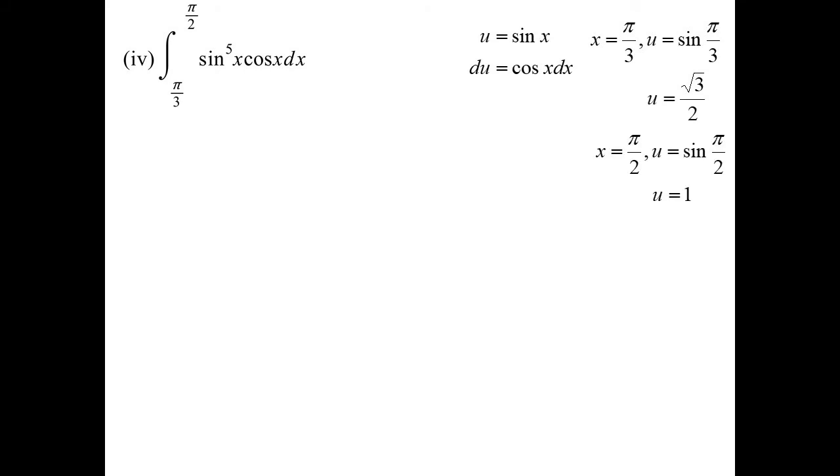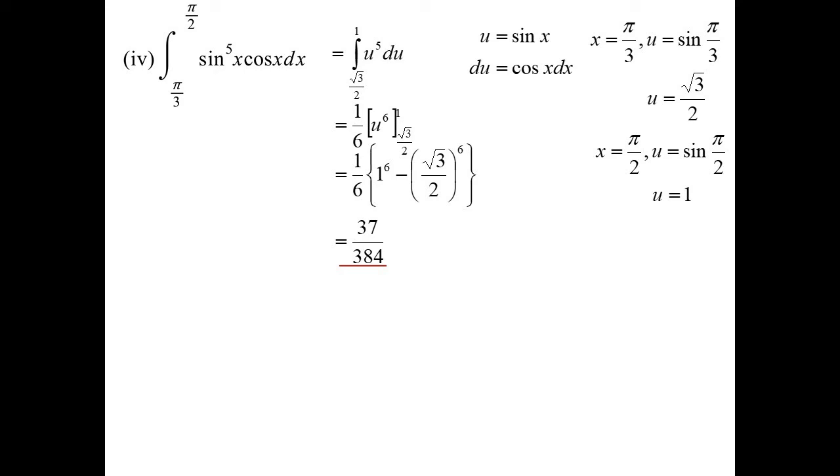Oh, well again, it's derivative times function, isn't it? But all right, we don't notice it. We'll make u equals sine x, du equals cos x dx. We need to change our limits. So when x is pi on 3, u ends up being root 3 on 2. And when x is pi on 2, we get u equals 1. So we end up with the integral from minus root 3 on 2 to 1 of u to the power of 5. Add 1 to the power over the power, sub in, there's our answer.